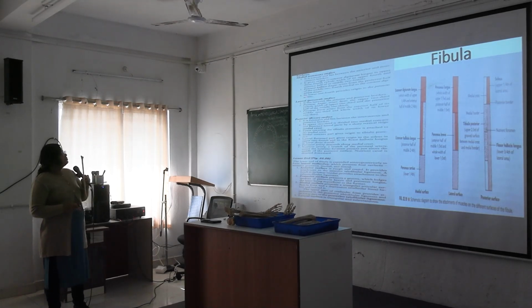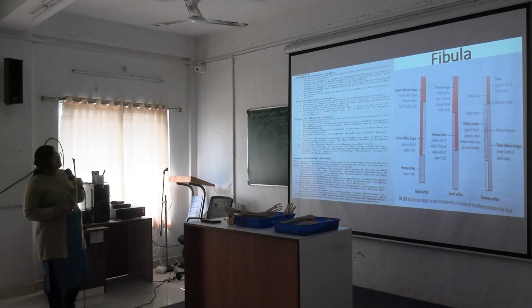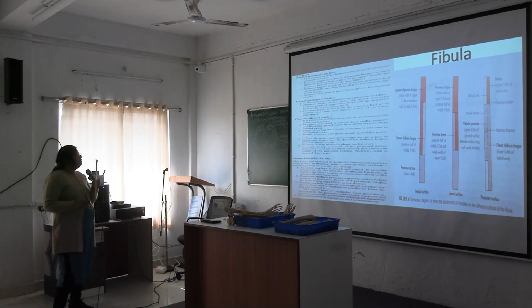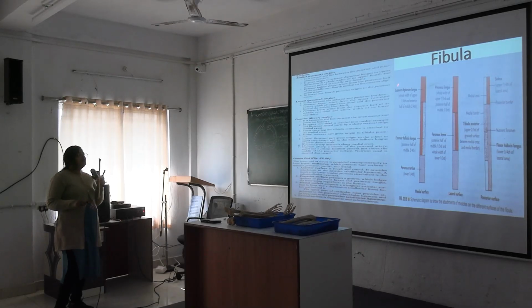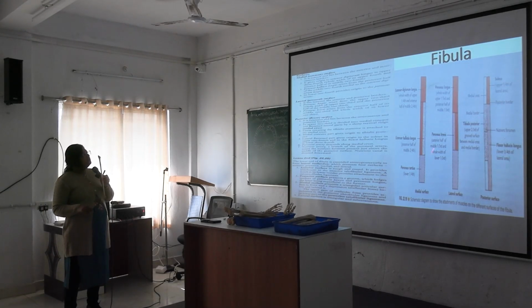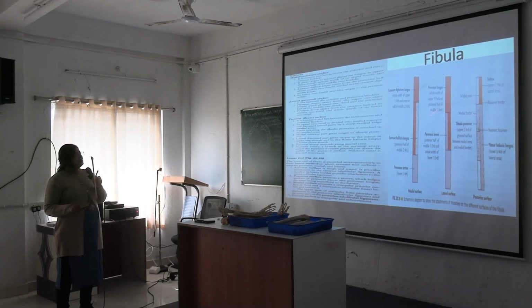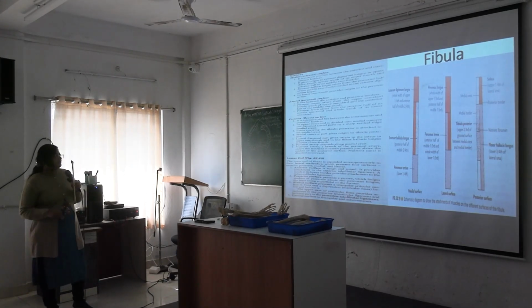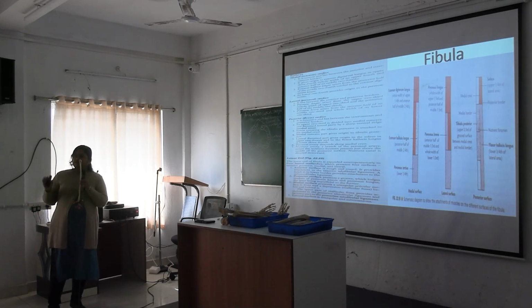Peroneus longus arises from the upper 2/3. This is peroneus longus, the whole width of the upper 1/3 and the posterior half of the middle 1/3. Peroneus brevis arises from the anterior half of its middle 1/3 and the whole width of the lower 1/3. So two muscles, peroneus longus and peroneus brevis. Peroneus longus lies superficial to the brevis.